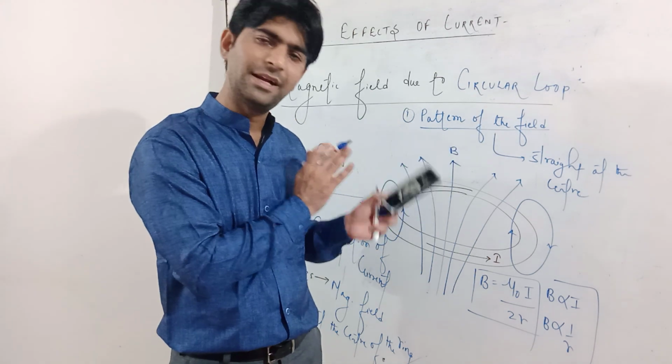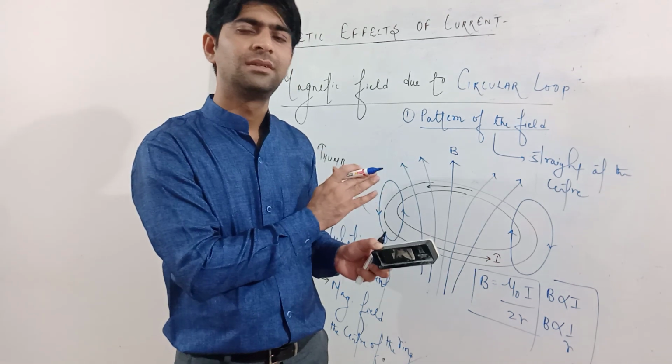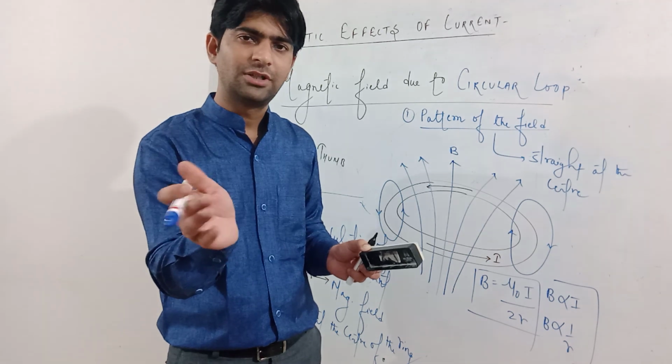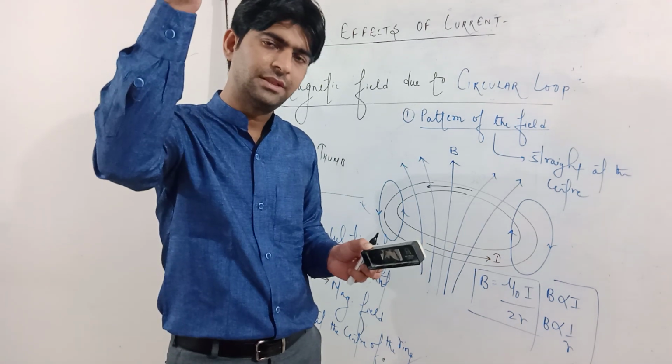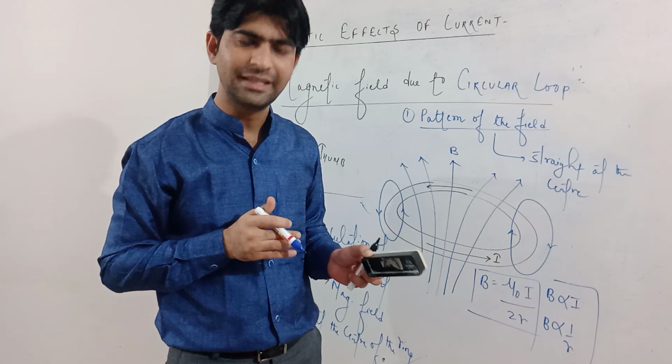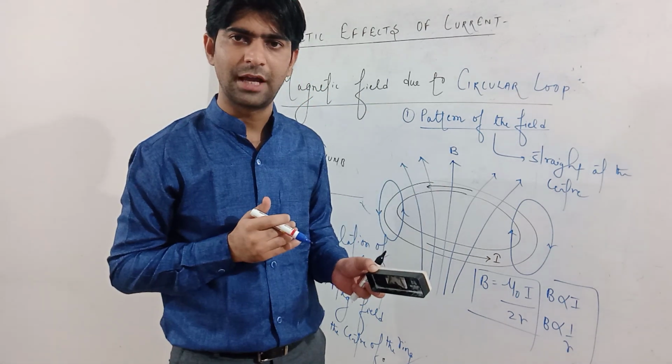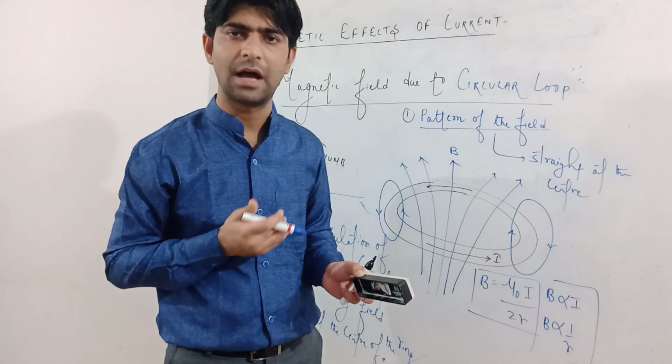The right hand thumb rule is applied here also, but in this case, curls of fingers indicate the circulation of current, and the thumb indicates the direction of magnetic field at the center of the ring. And the formula is B is equal to mu naught I by 2R, again where the symbols have their usual meanings.